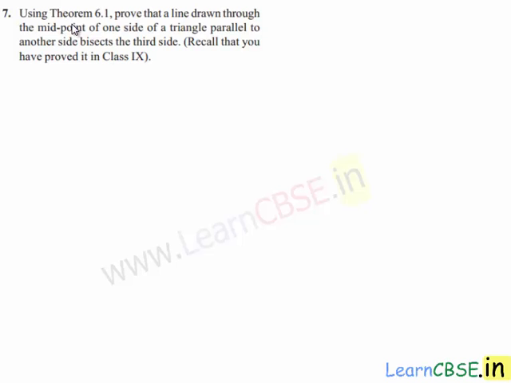Moving on to the 7th problem. Using theorem 6.1, prove that a line drawn through the midpoint of one side of a triangle parallel to another side bisects the third side. Now moving on to the solution.